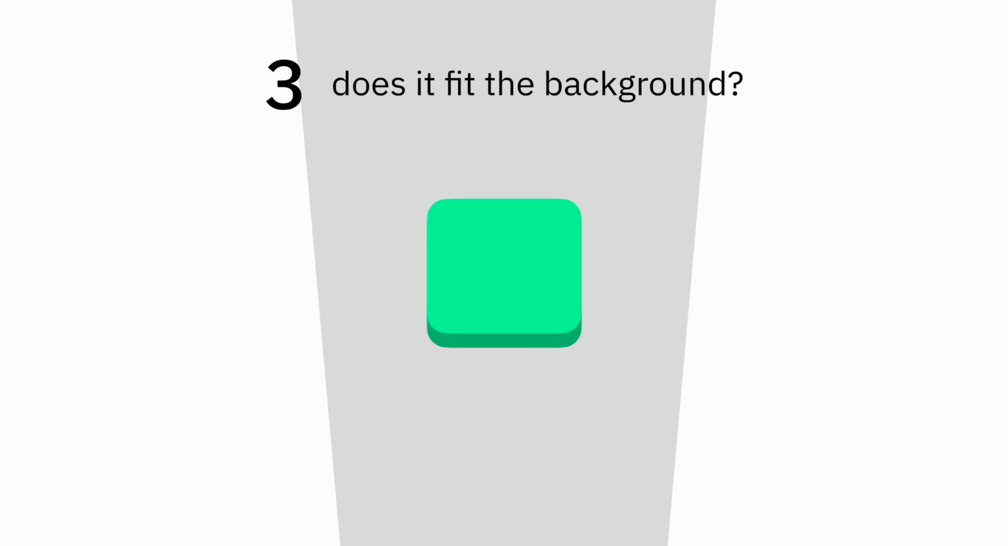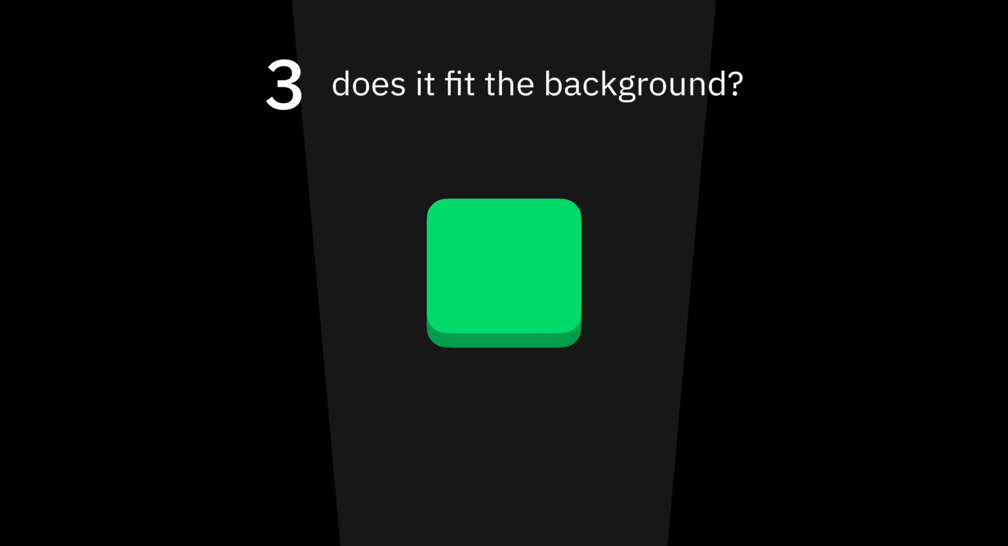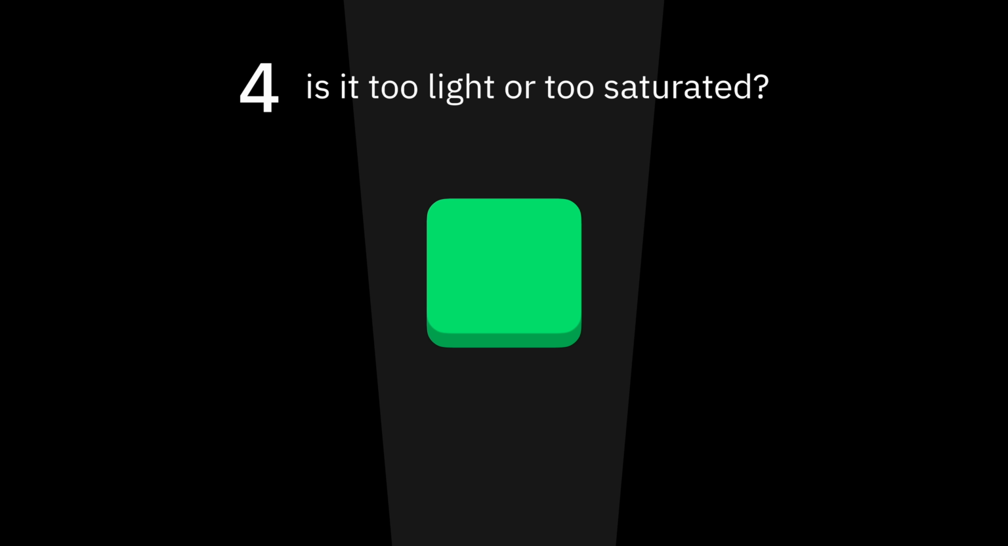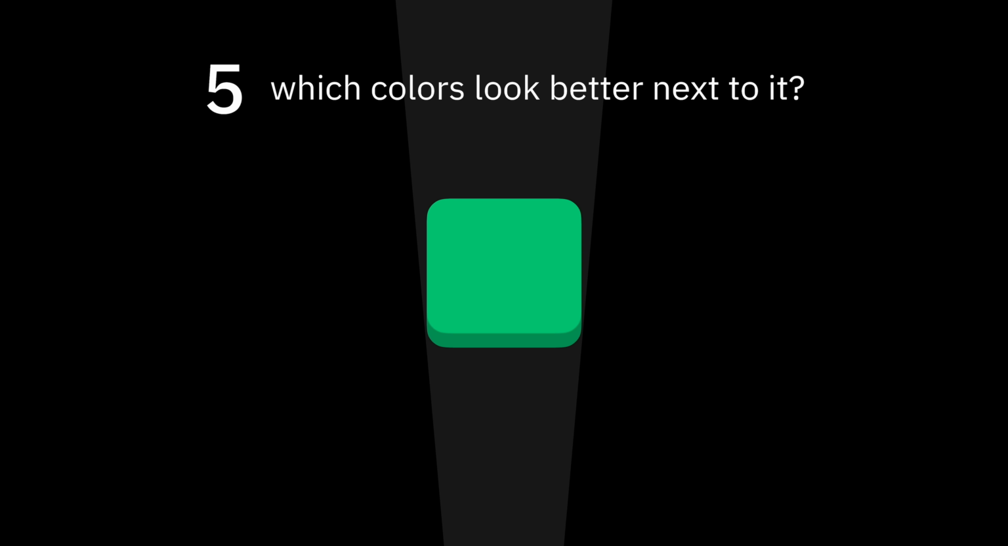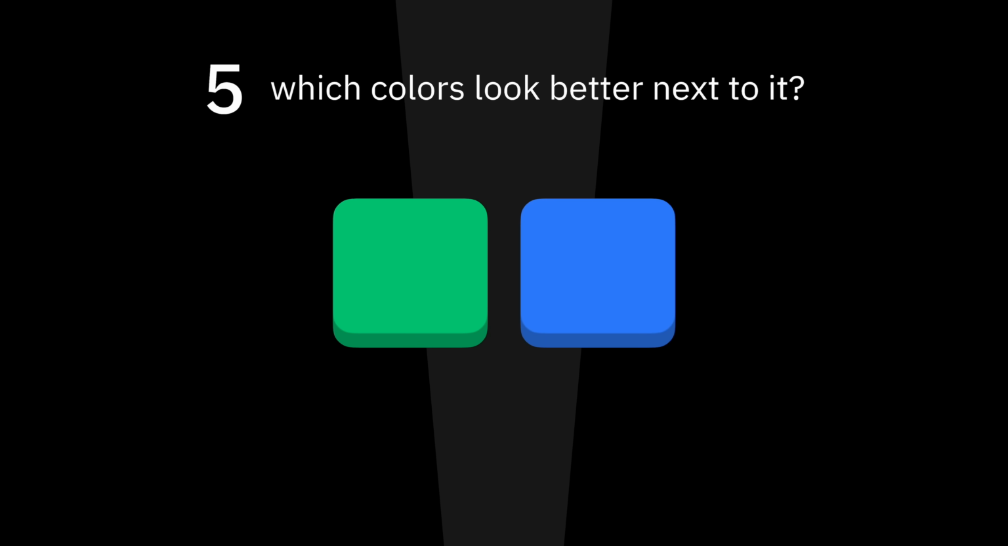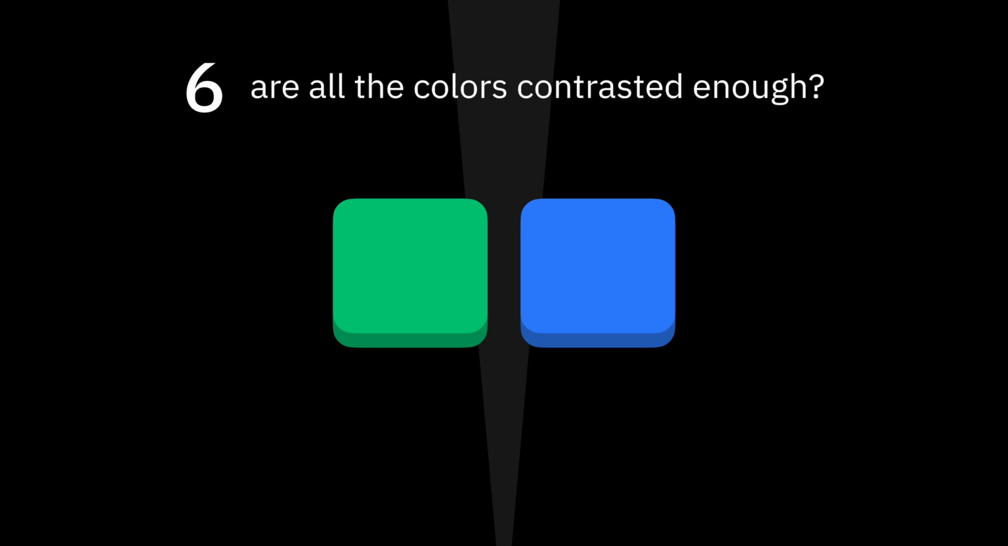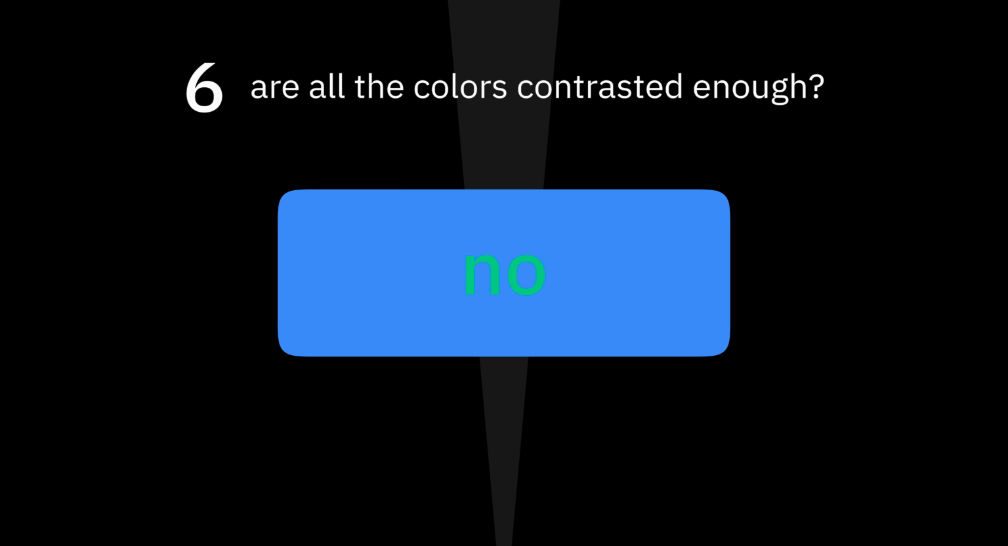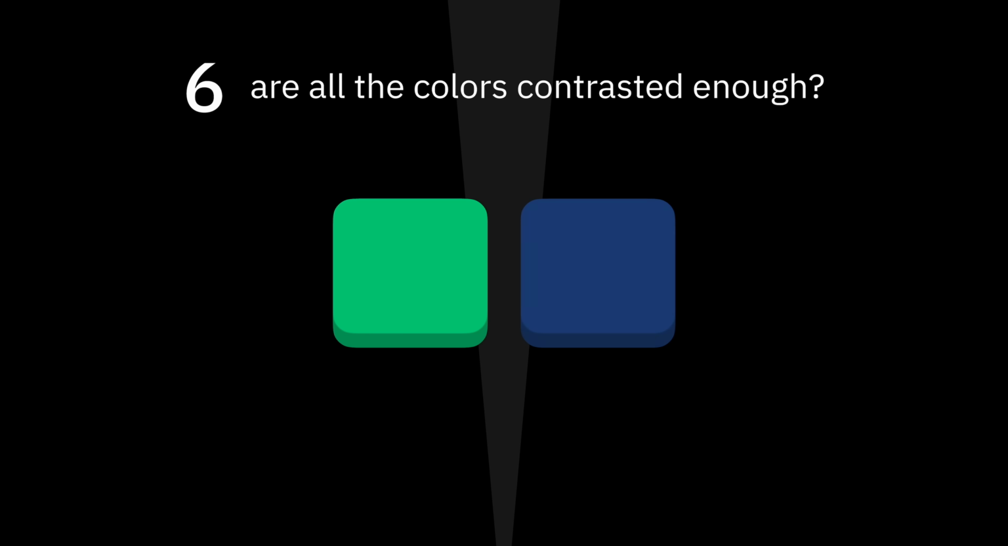Third, does it fit the background? If it's on the web, does it look good both on dark and light mode? Fourth, is it too light or too saturated? Maybe it would look better if you muted it a little bit. Fifth, which colors on the color wheel look better next to it? Sixth, are the other colors contrasted enough with it? You know, so they don't look like this. If they don't contrast well, then modify them a little bit.